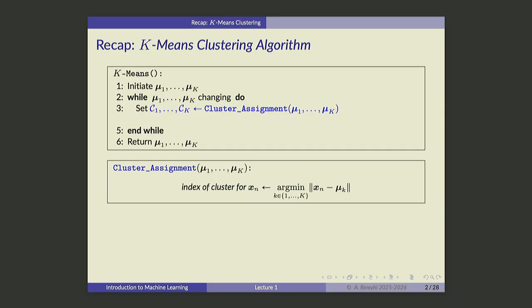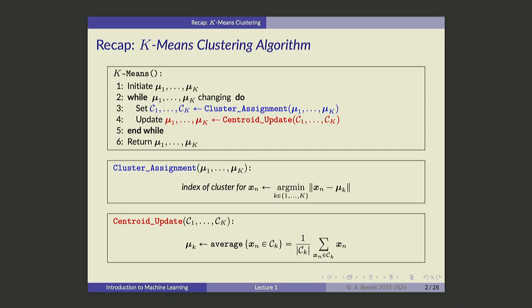For every single point xn inside your data set, you check which centroid xn is closer to, and you say xn belongs to that cluster. So the index of the cluster for xn is the index of the centroid which is closest to xn. Every single point, you check against all the clusters. After doing it for all the points, each set of points belongs to one specific cluster.